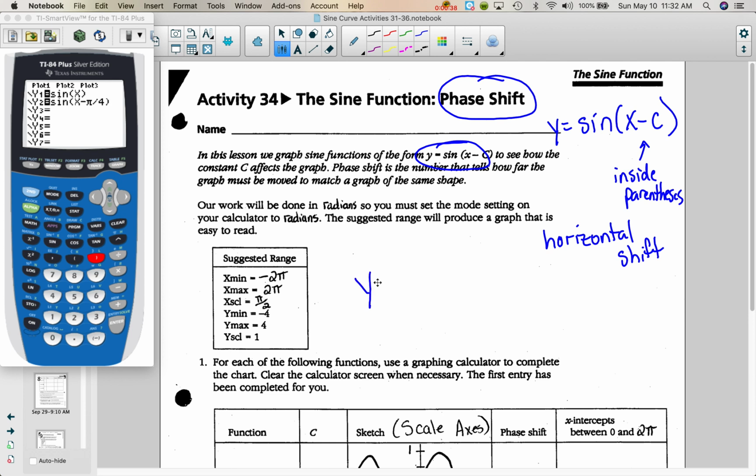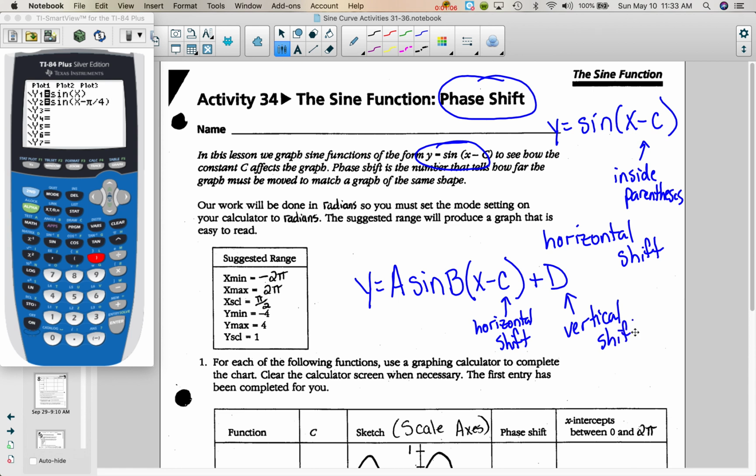So now notice that we have y equals a sine b. The b is going to be outside the parentheses, x minus c plus d. This is all put together. Now this part is the horizontal shift, which is the phase shift. This is the vertical shift.